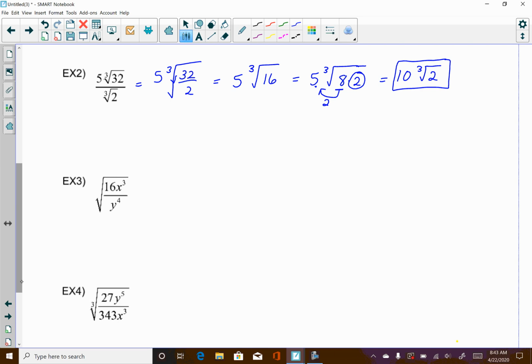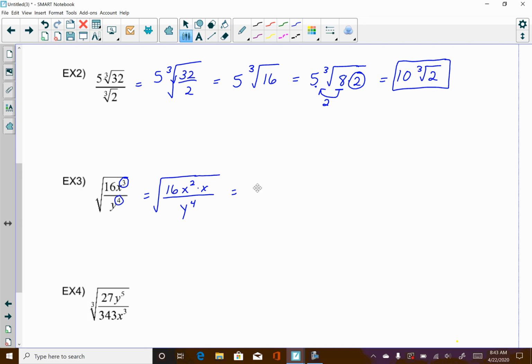It's a square root here, so you'll want to be able to take the square root of the numbers, and then you'll need your exponents underneath the house here to be multiples of 2. Okay, so I have now the square root of 16 up top, x cubed. X cubed I can rewrite as x squared times x. And then on the bottom, y to the fourth is already a multiple of 2, so I can just leave it alone.